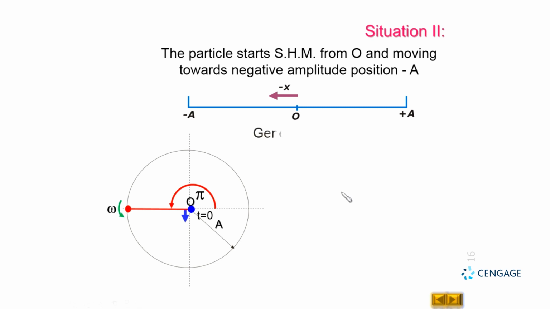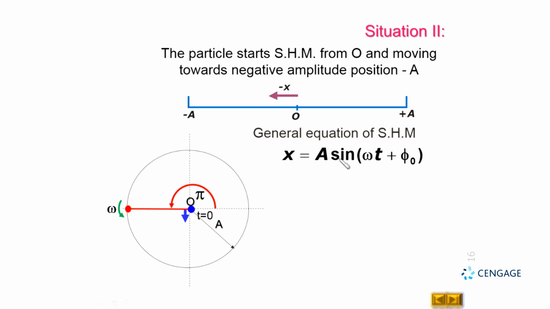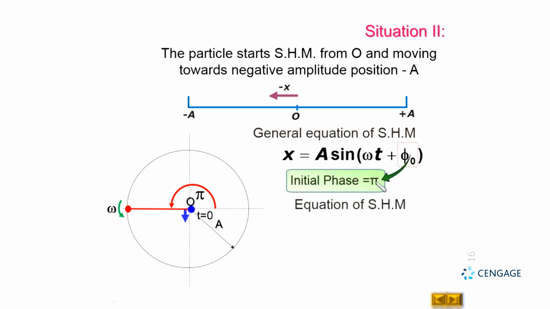Now we know the general equation. The same situation repeats now. x equal to A sin(omega t plus phi naught), and the initial phase is pi. That means we need to substitute pi in place of phi naught. So the equation of SHM is x equal to A sin(omega t plus pi), and you know this can be written as minus A sin omega t.